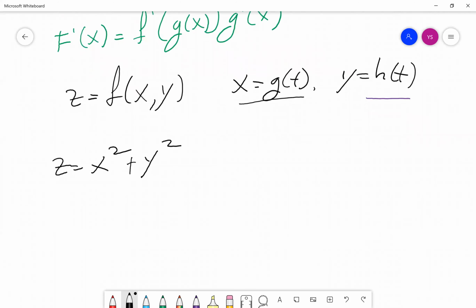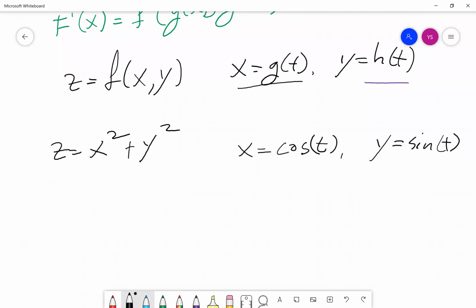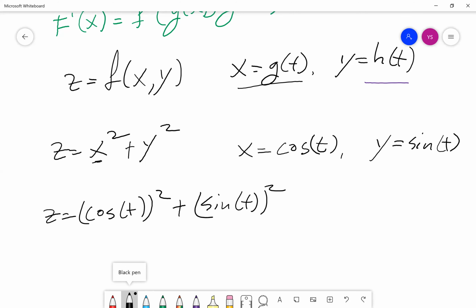Okay, so yeah, we can say something like this, but then we can also say, let's imagine that x is equal to cosine of t and y is equal to sine of t, right? So now we have some function which we wrote with respect to x and y, but then we said how x and y relate to t. So you can also rewrite z. You can say my z is equal to cosine of t squared plus sine of t squared. That's another way of writing what this function is.